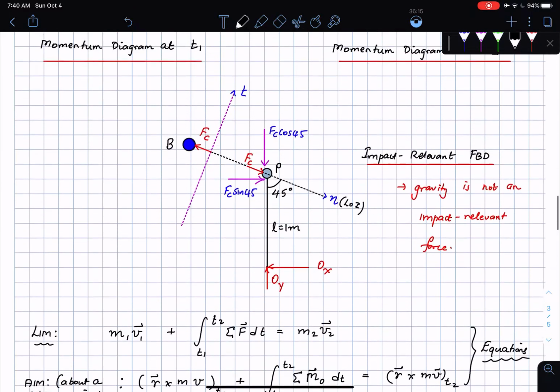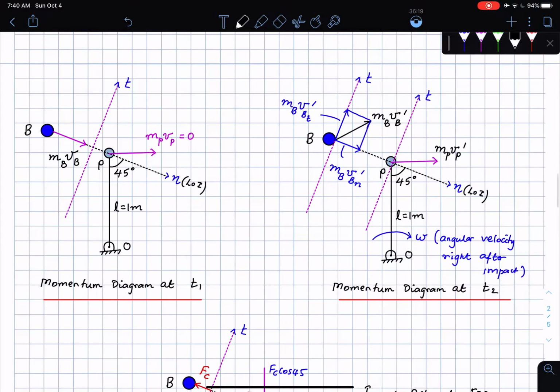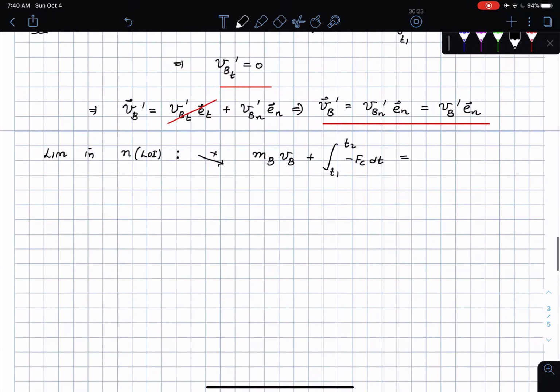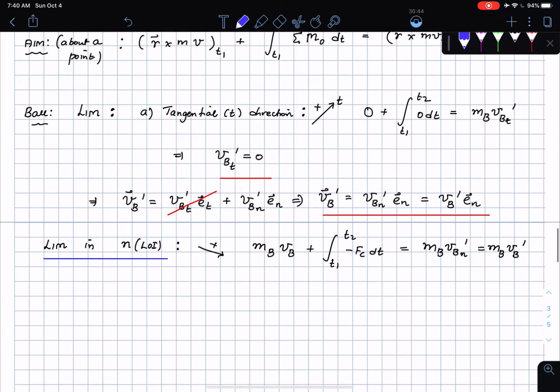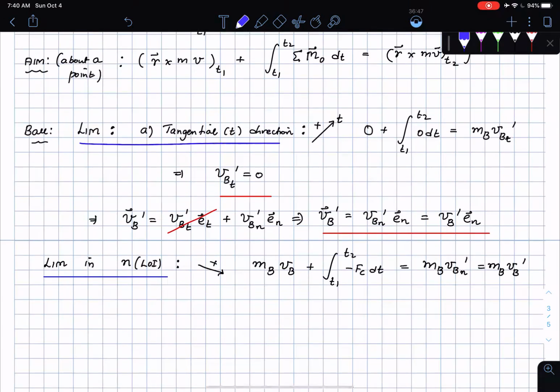Then I go to the momentum diagram at T2: mB vBn prime, positive, which I anyway call vB prime. So this is the same as mB vB prime, because of what I have just written. So if I'm looking at linear impulse momentum of the ball in the normal direction, this is the equation that I end up getting, and this was the linear impulse momentum of the ball in the tangential direction.